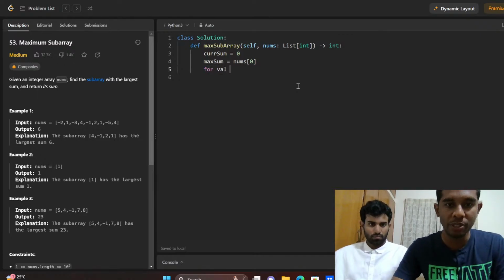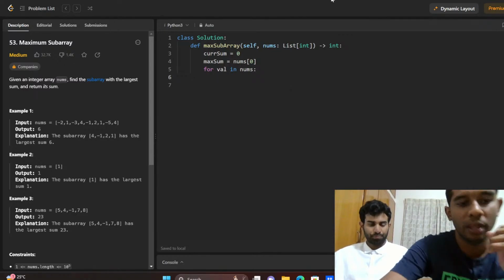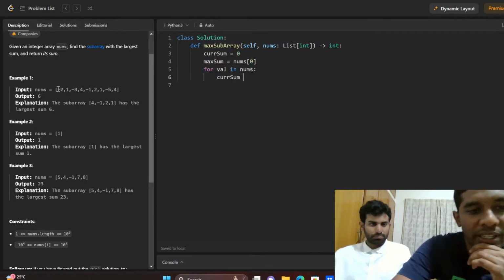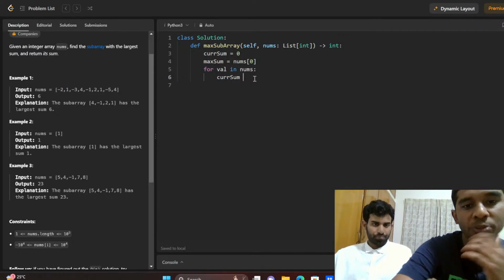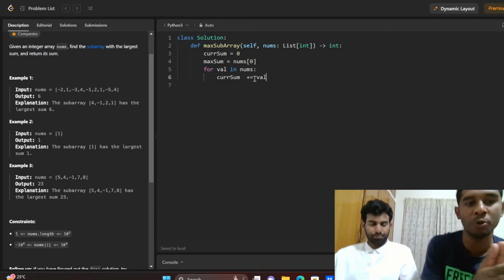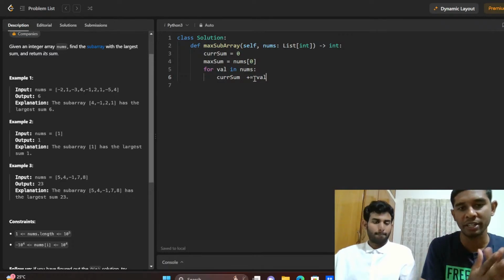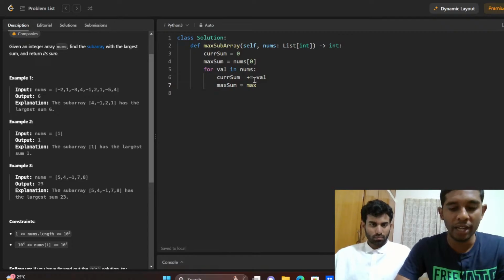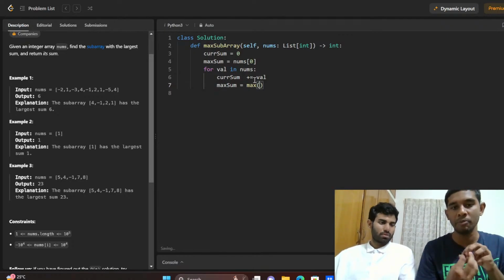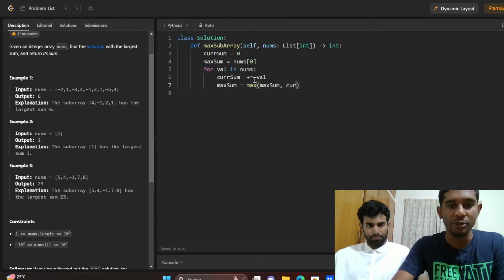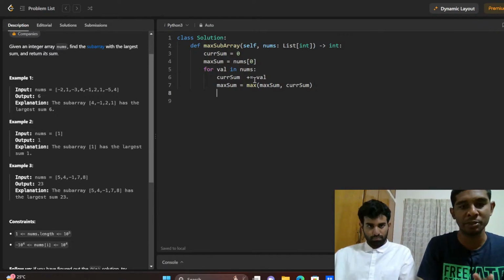Now we're going to do something very simple: for val in nums, right? Let me look at the first element. The current sum up to the first element is minus 2 here, right? So I just add it here. Current sum plus equal to val, right? Whatever value I'm looking at in the array, I just add it to my current sum. And now I say my current maximum sum will be the max of my current sum and what I already had in the max sum. So again, that's kind of self-explanatory.